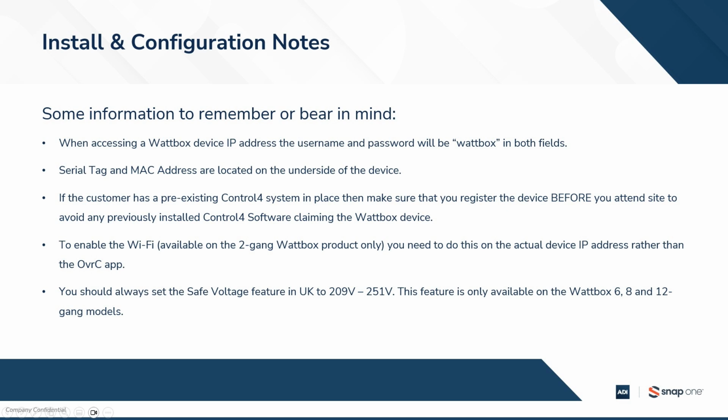To enable the Wi-Fi, which is only available on the 2GAN Wattbox product, you need to do this on the actual device's IP rather than the OVRC app. You should always set the safe voltage feature in the UK to between 209 volts and 251 volts. This feature is only available on the Wattbox 6, 8 and 12 GAN models.